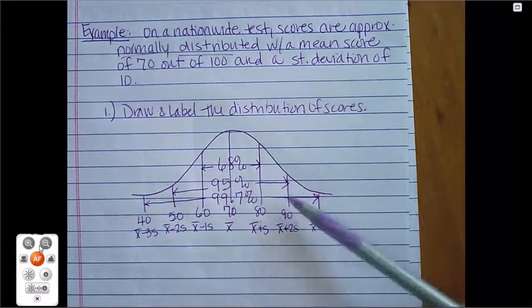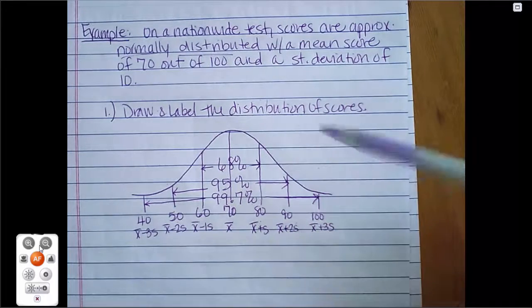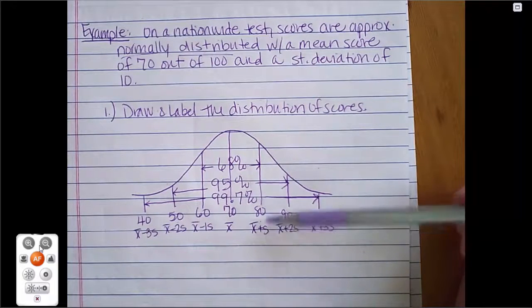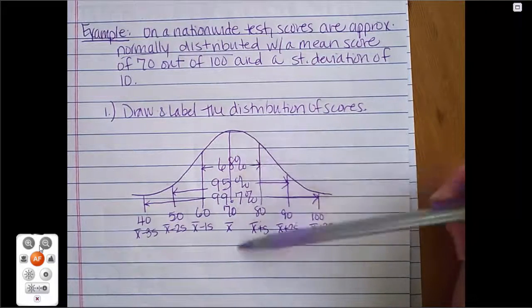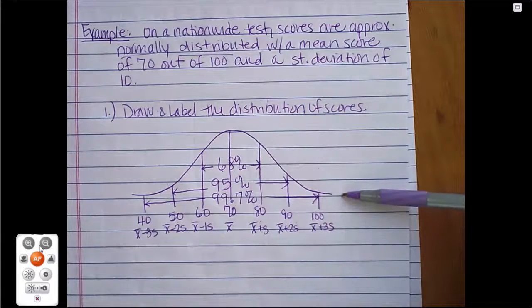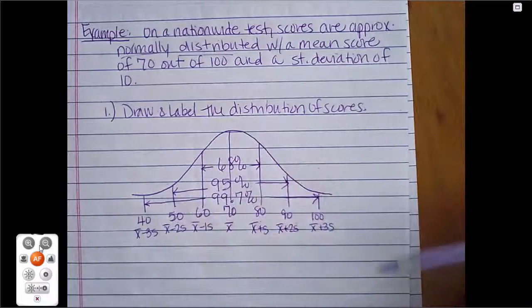And you want to draw and label this every time. Because now that we've got it labeled, we can answer some questions about it. So if we look at this model, we might be asked what percentage of scores is greater than or equal to 70? Well, 70 is my mean, so 50% or half of all of my scores are above 70, which means then that half of all of my scores are below 70.